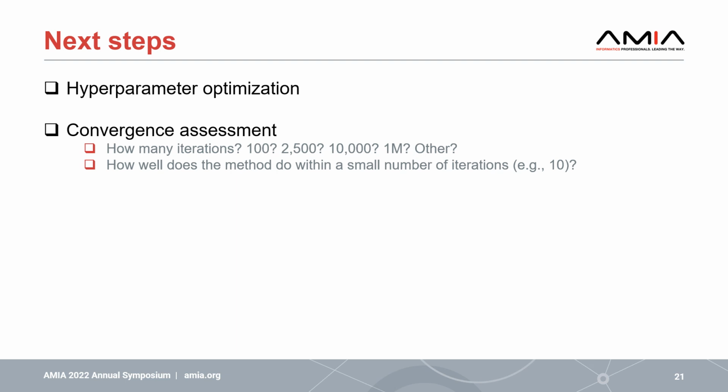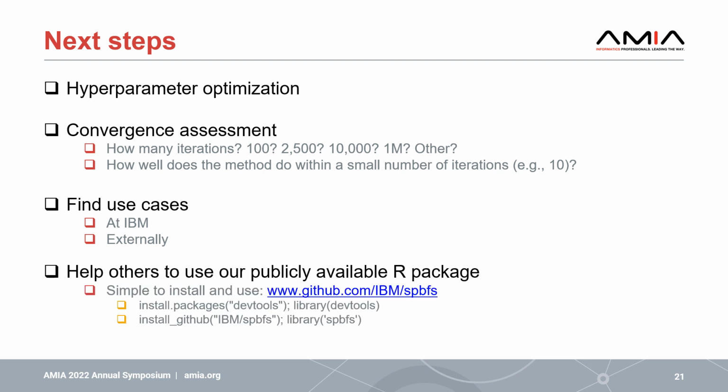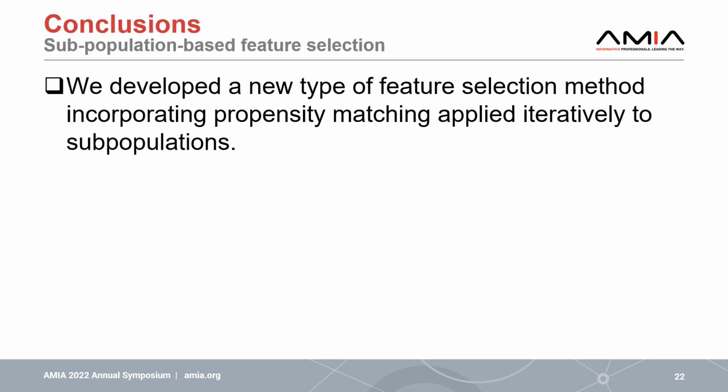So the next step would be to evaluate different configurations of parameters, and to evaluate convergence assessment. How many iterations should we apply? What is the performance if the number of iterations is very small? Then to find other use cases, not necessarily related to healthcare. And of course, what I wish is that people will give a try to the R package that we created. It describes the method, and I will be very glad to help other people to deploy and use it.